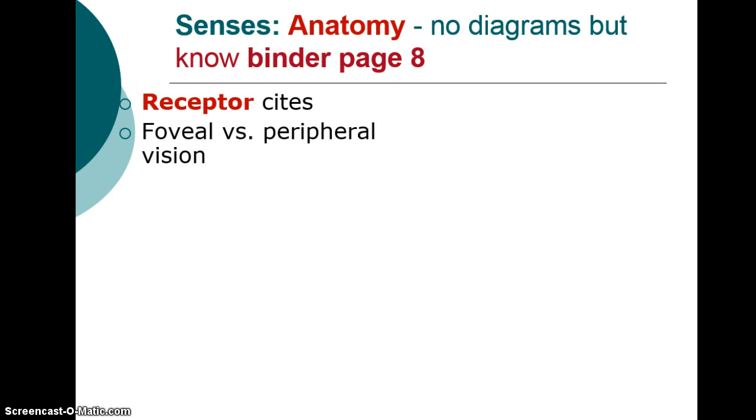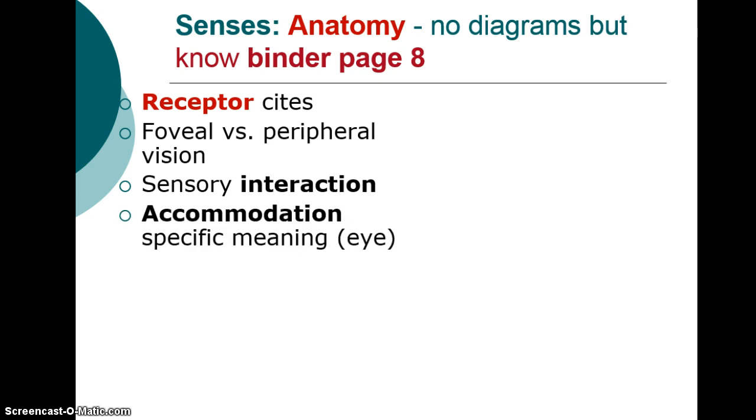So fovea, we know, is that center spot within the retina where we focus things and see things in color, and it's much more clear. Peripheral vision is in black and white. That comes through the rods located on the outside of the eye. Sensory interaction. How does smell affect taste? How does sight affect balance? That's important to know. Accommodation, much like habituation. If we accommodate to things, what does that mean as far as changing the lens in our eyes?